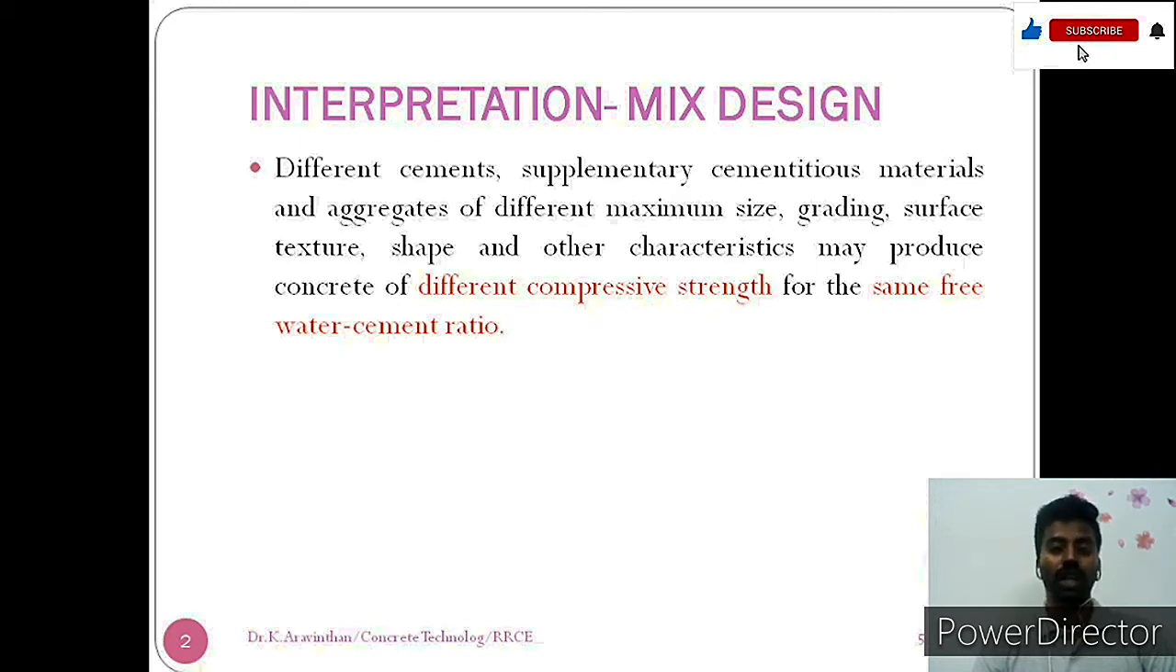You also should note why we are going for a trial mix: in certain cases there are supplementary cementitious materials and aggregates of different maximum sizes. We have to take note of this, and the grading and surface texture of the concrete mix vary. Also, the shape of the aggregate and other characteristics impact the strength of a concrete. That is why we need a trial mix.